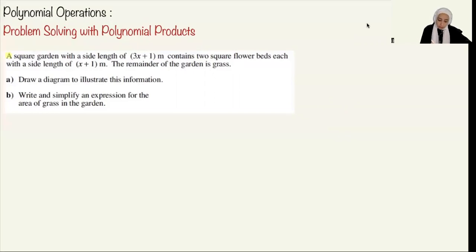So this question over here says a square garden with a side length of 3x plus 1 meters contains 2 square flower beds, each with a side length of x plus 1 meters. We're given the scenario of someone's garden and we're told to recreate this and answer the question. What we like to do here is draw. My first thing with questions like this is always to draw what is going on. So let's draw this together.